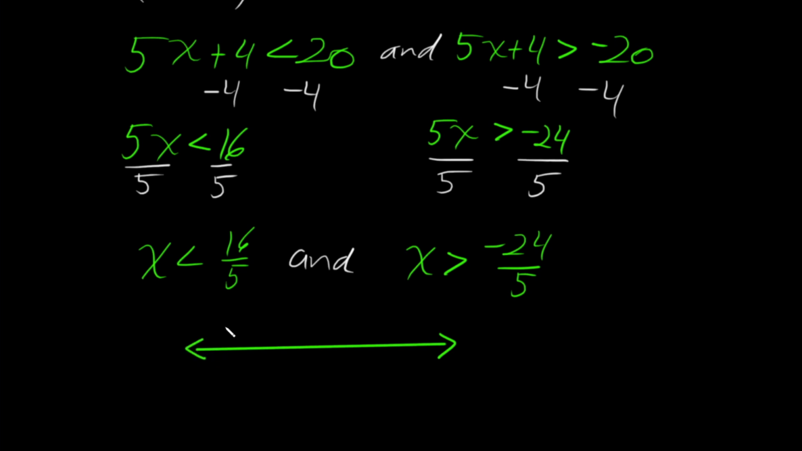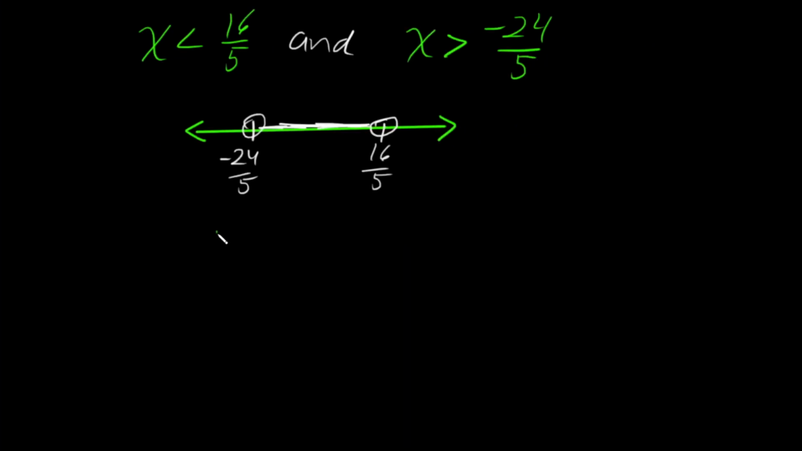We'll graph this on the number line. Negative 24/5 over here, 16/5 to the right. X is less than 16/5, not or equal to, so we need an open circle, and we're going to the left. And x is greater than negative 24/5, also open circle, and we're shading to the right. In interval notation, we're going from negative 24/5 up to 16/5.